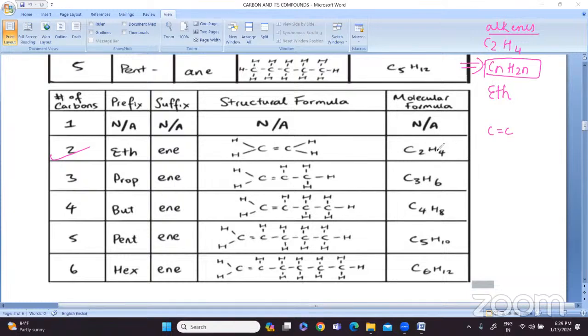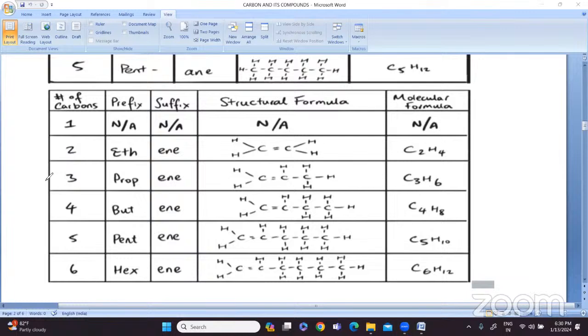So now when C is equal to 2, what will be the suffix? The suffix followed by the alkenes is ene, E-N-E. So it is ethene. The molecular formula is C2H4. And how is the structure? Between the two carbon atoms, there is a double bond and there are 4 hydrogen atoms. So this is the structure. Understood? This is the structure of ethene. Fine.